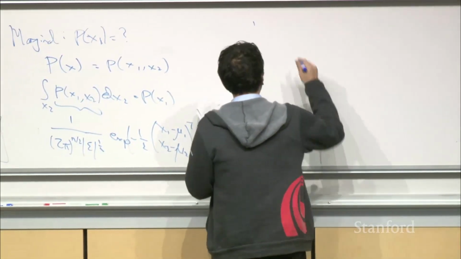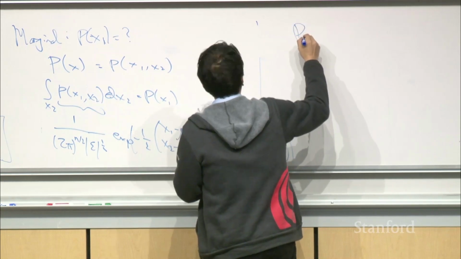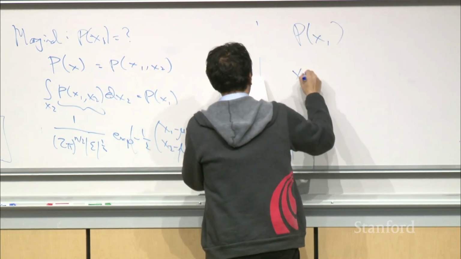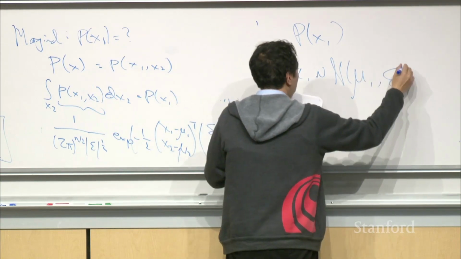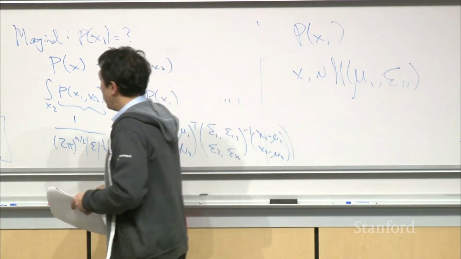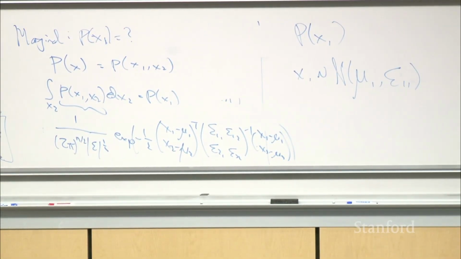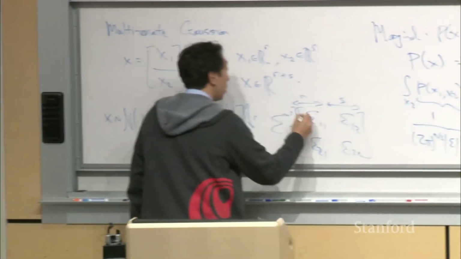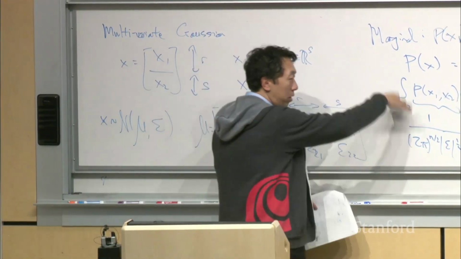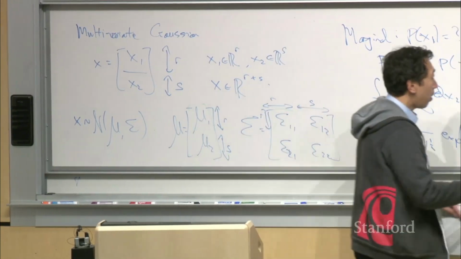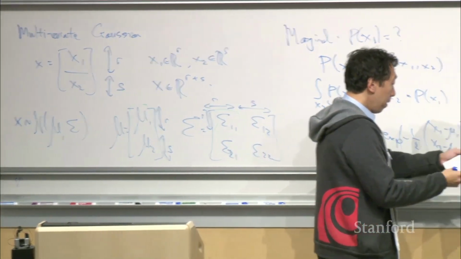then you will find that the marginal distribution of X1 is given by X1 is distributed Gaussian with mean mu1 and covariance sigma 1,1. So it's not a shocking result that the marginal distribution is given just by that. The way to show it rigorously is to do this calculation, but it's not shocking that that's what you would get.